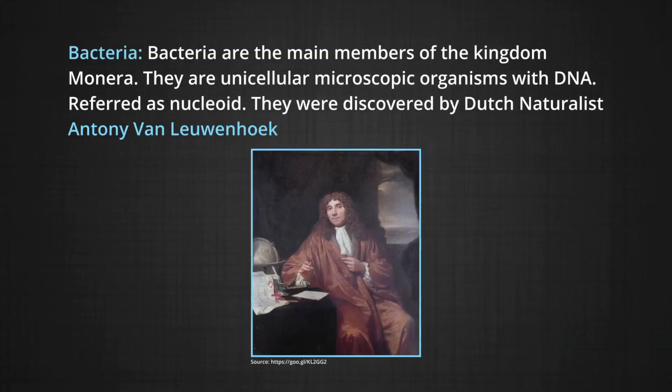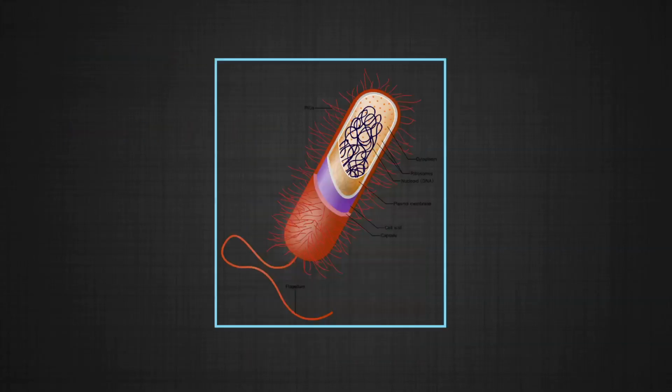Now what is bacteria? Bacteria are the main members of the kingdom Monera. They are unicellular microscopic organisms with the DNA referred to as nucleoid. They were discovered by Dutch naturalist Anton van Leeuwenhoek. Bacteria are ubiquitous, very minute, 1 micrometre to 10 micrometres in length, and found in different shapes. Some bacteria are known as pleomorphic as they have the ability to change their body shapes.